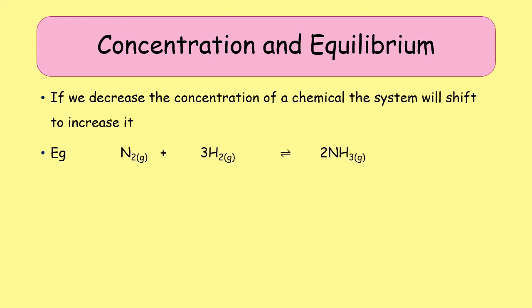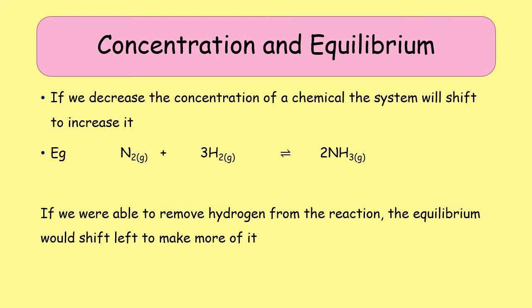So again, if we looked at the example of ammonia, if we were able to just remove hydrogen from the reaction, the equilibrium would have to shift left to make more of it. Now, the reason why concentration is a bit more complicated is because it's not usually possible to just magically remove one reactant or product from the equilibrium. The way in which we do that is by adding another chemical which will react with either a reactant or product, and as a consequence decrease its concentration.